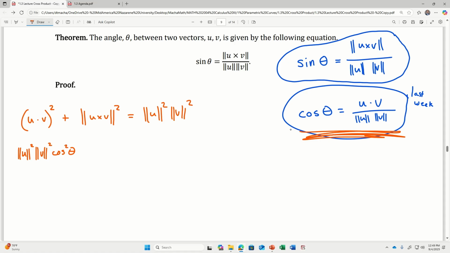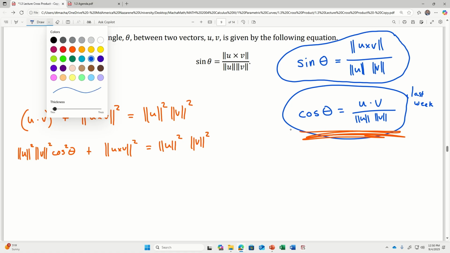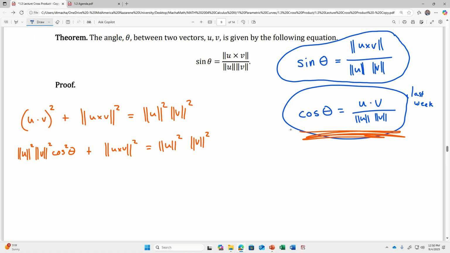And of course it's squared, right? Plus the norm of u cross v squared is equal to norm of u squared, norm of v squared. Then let's divide both sides of this equation by the norm of u squared, norm of v squared. And the equation becomes cosine squared theta plus the norm of u cross v squared divided by norm of u squared, norm of v squared is equal to 1.